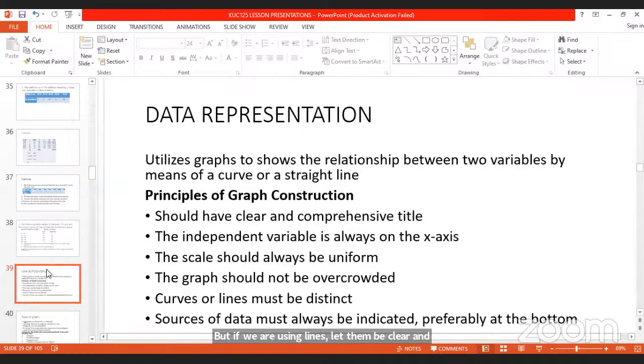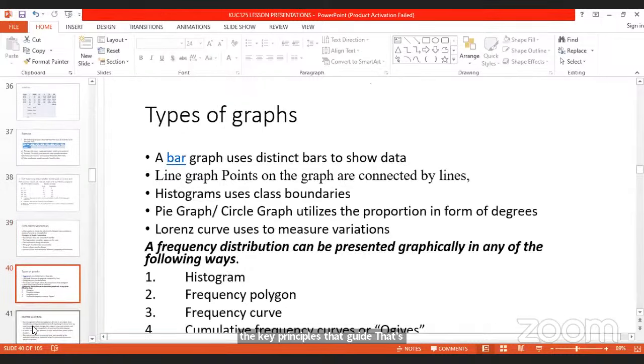And if we are doing that in terms of application, then we must also give the source of our data. These are the key principles that guide data representation, especially on use of graphs. There are various types of graphs. We have bar graphs, line graphs, histograms, pie charts, and most importantly, the Lorentz curve. The Lorentz curve gives us a measure of variations that we have looked at.